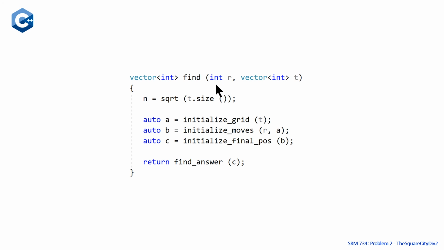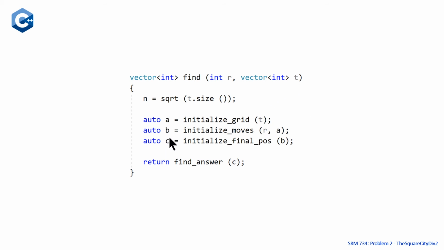As parameters, we're taking an integer r, which is the number of minutes we can stay outside, and a vector of integers t, which represents the temperatures of the houses. The first thing we're going to do is set n, a member of our class, to be equal to the square root of the size of our vector t, and we're going to use this inside the following functions. Then we have 3 calls to 3 different functions. A is our first grid, and we're calling initialize grid, which is going to be the 2D representation of t, so we're passing t in here.